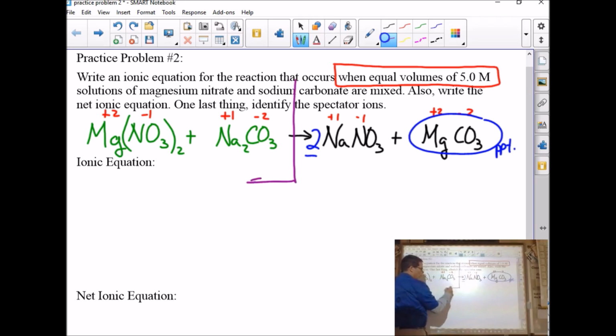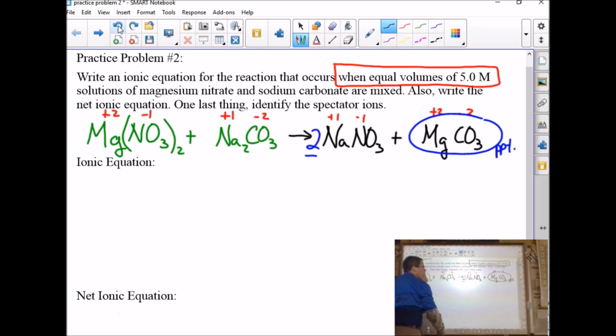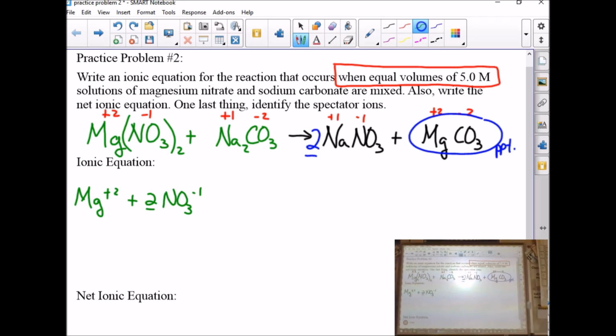On this side, everybody's broken down, okay? So on the reactant side, everybody's going to be broken down into ions. Okay, so what we'll do is we'll write our ions. So magnesium, so Mg plus 2. And how many nitrates do we have? 2 of those. So make sure that you write it like that. So we will not have parentheses on the left-hand side. So it's 2 nitrates, not parentheses NO3, 2. Okay. Big difference there.